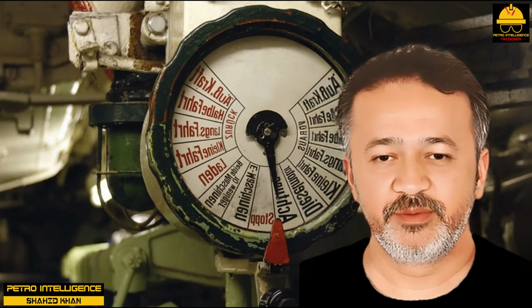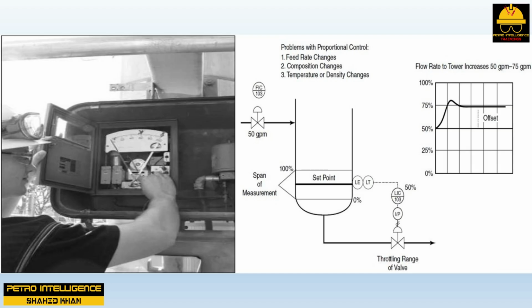Controllers and controller modes. The primary purpose of a controller as shown in picture is to receive a signal from a transmitter, compare this signal with a set point, and adjust the process, that is, the final control element, to stay within the range of the set point. Controllers come in three basic designs: pneumatic, electronic, and digital.